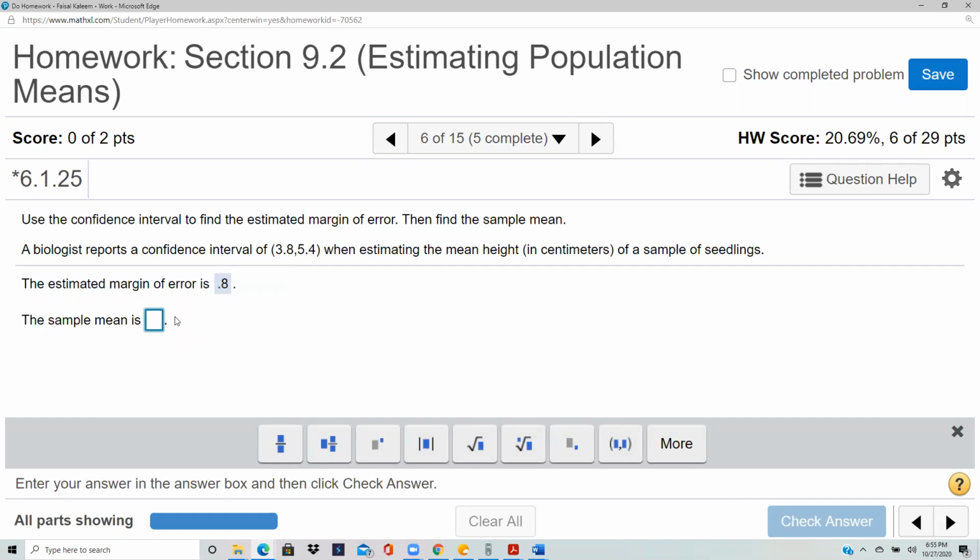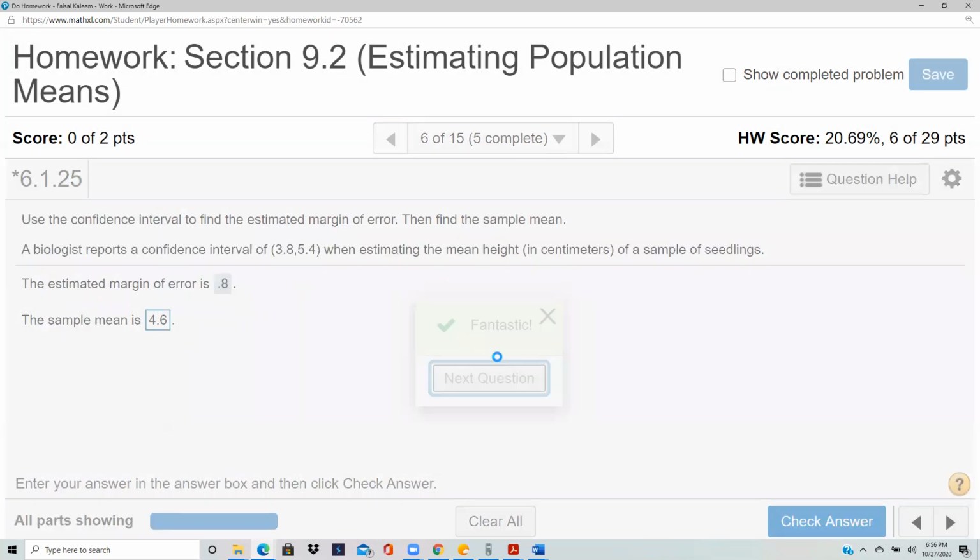So take the midpoint of this interval. Let's first write down the formula for it. It'd be L plus U divided by 2. And so you add the two, which gives me 9.2. And then divide by 2, that gives me 4.6. Okay.